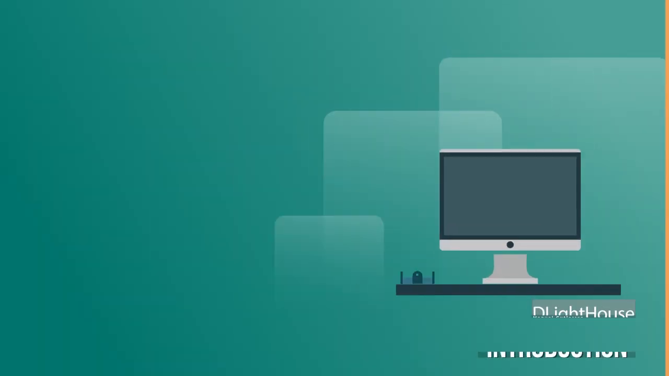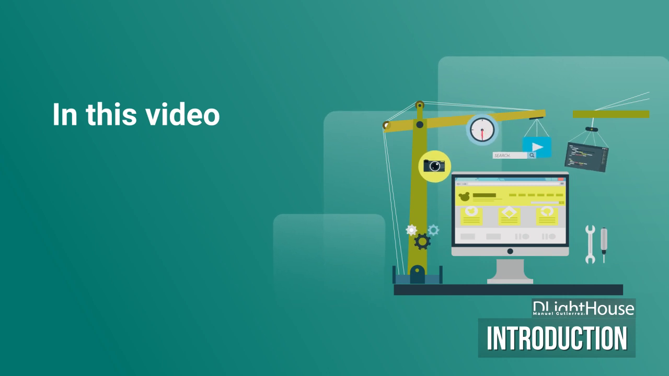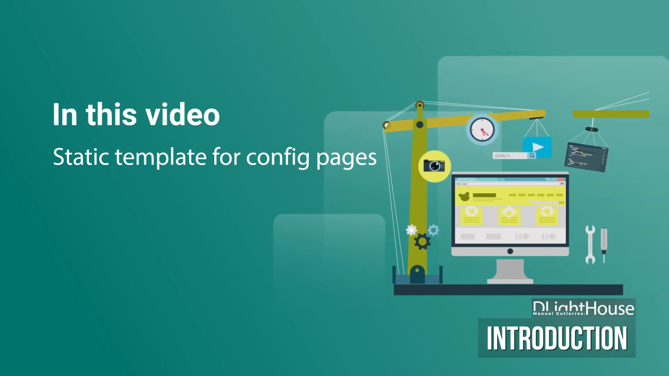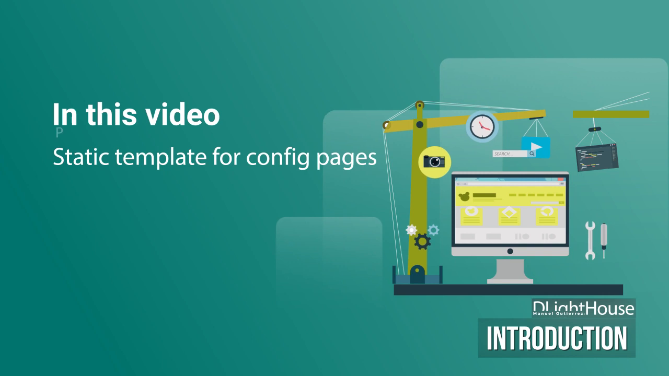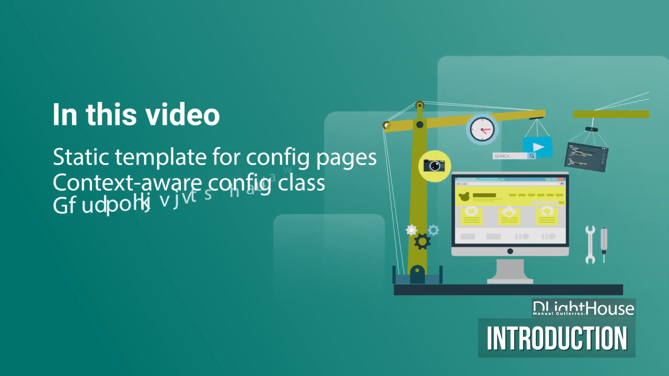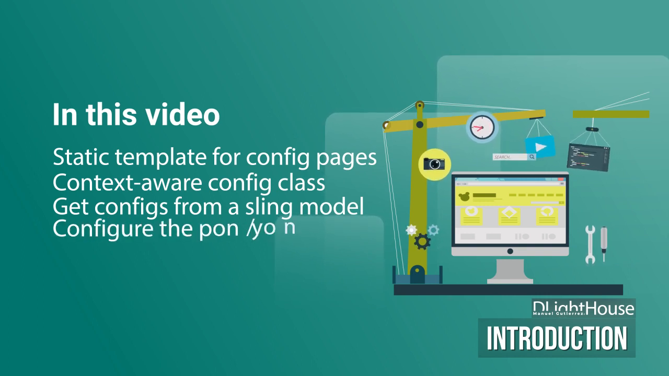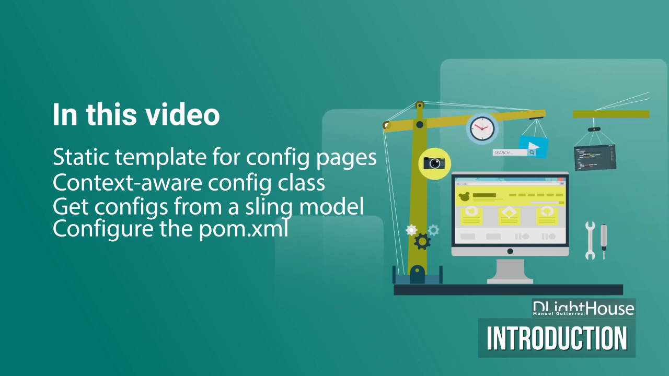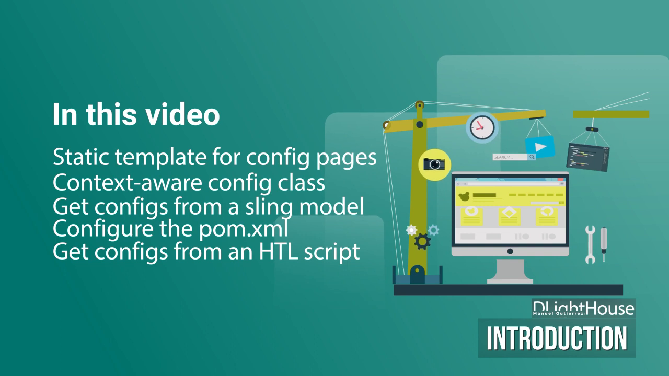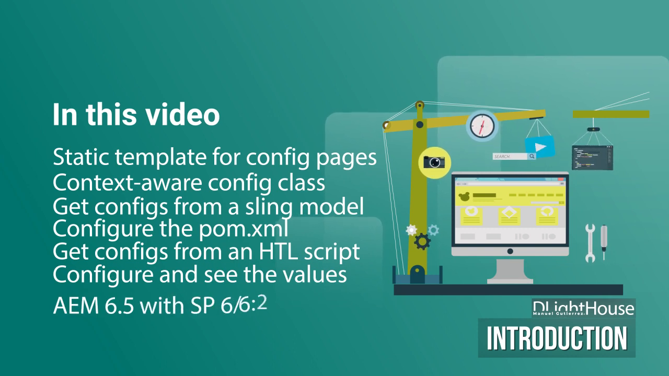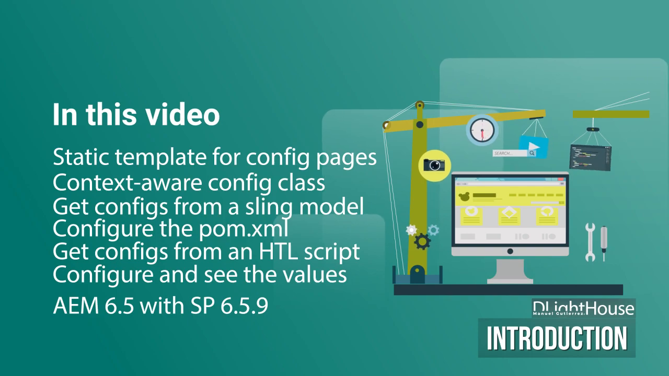Let's start! In this, the first video about context-aware configurations, I will add a static template and from it, create a configurations page inside AEM. Create a simple class for context-aware configurations. Get the configurations on the post construct inside a Sling Model. Add the configurations class into the pom.xml file so that AEM can use it. Get the configurations on the AEM component using HTL. And finally, configure and see the values inside a page. For this video, I am using AEM 6.5 with the 6.5.9 service pack.